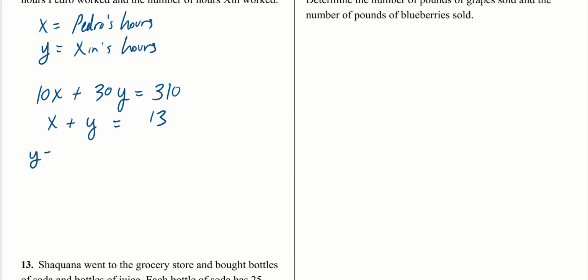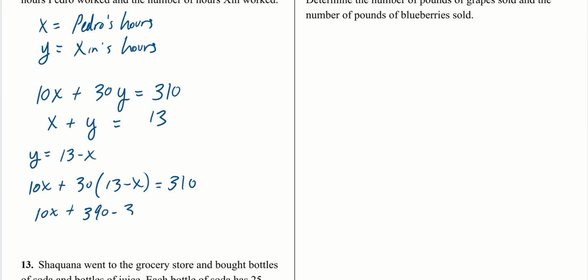So I'm going to use substitution because I can easily solve for one of these variables. So I can do y is equal to 13 minus x if I just subtract x on both sides of this equation. And I'm going to take that y value and plug it into the other equation. So I can do 10x plus 30 times 13 minus x is equal to 310.